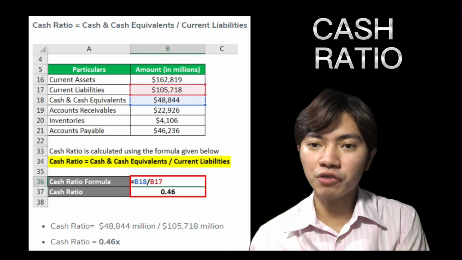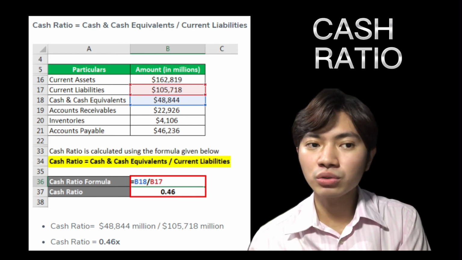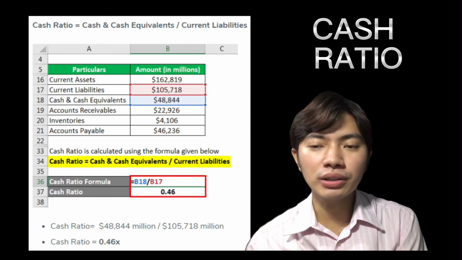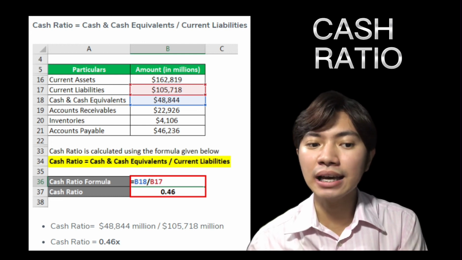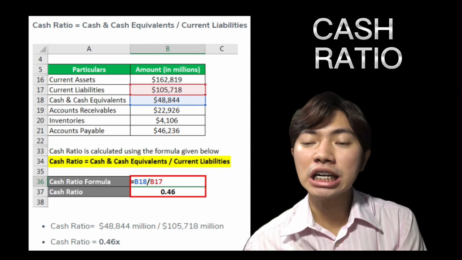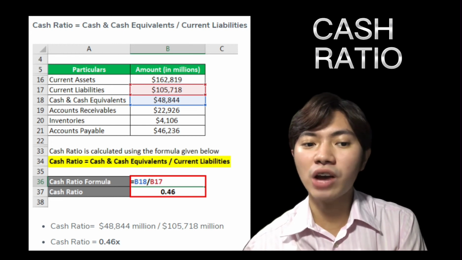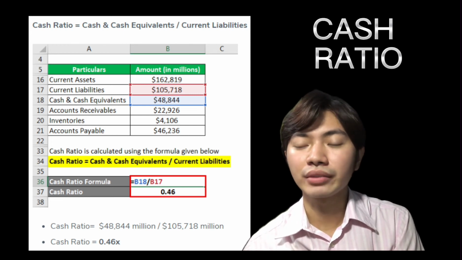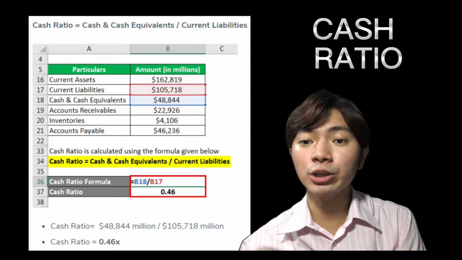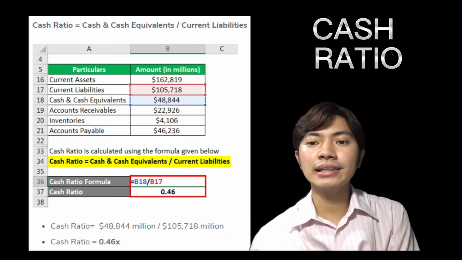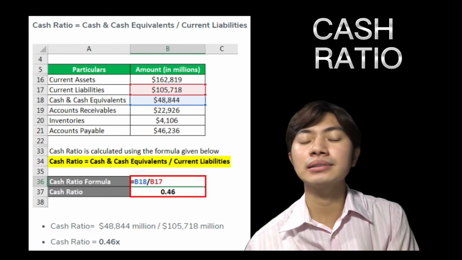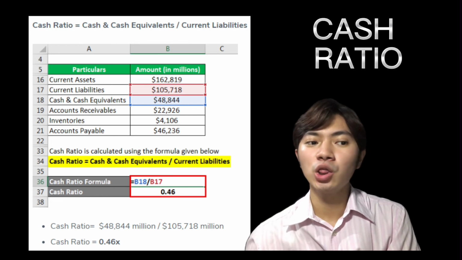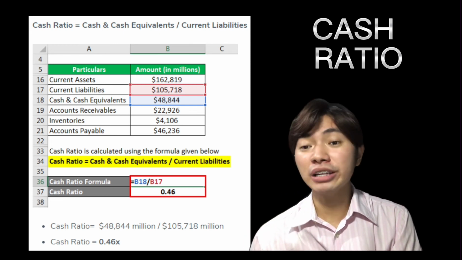Dito naman sa cash ratio, ang formula natin is it is equals to cash and cash equivalents divided by current liabilities. So, makikita natin sa example natin na meron tayong cash and cash equivalents na $48,844,000 na i-divide natin sa $105,718,000 na makukuha natin cash ratio is 0.46. So, importante siya sa company because malalaman ng company na meron silang more cash on hand, lower short-term liabilities, or a combination of the two.